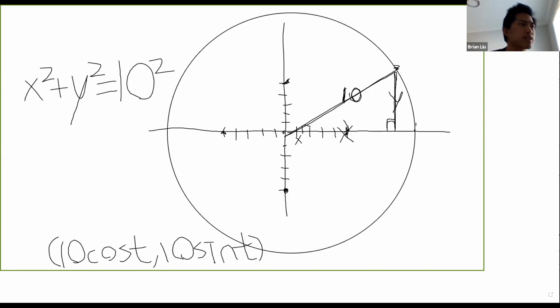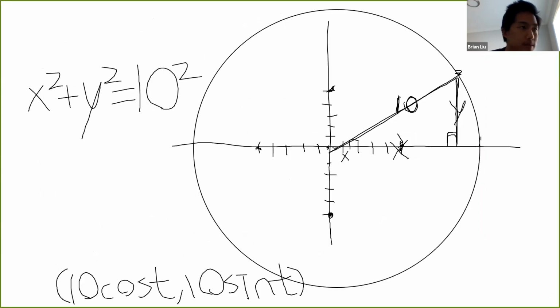Let me try to see if there are any questions so far. Yeah, a lot of you are getting it. Really good.